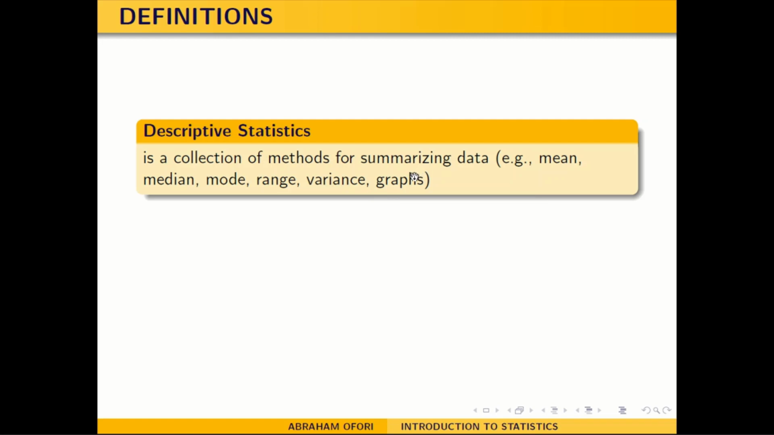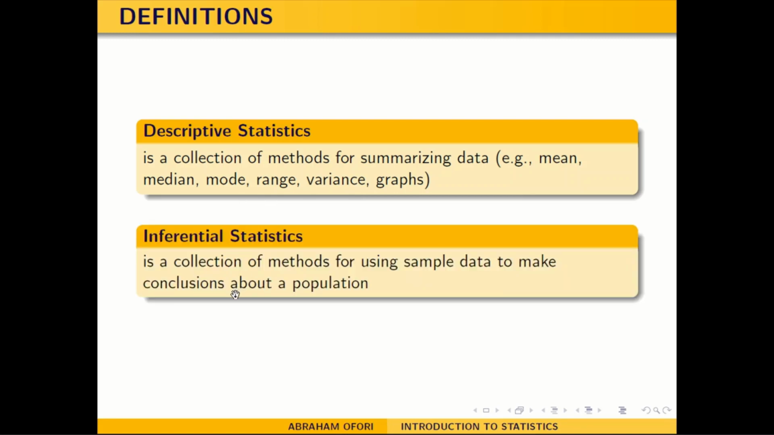Any method that describes or summarizes the data by using either mean, quartile, interquartile range, and the rest, they are what we call descriptive statistics. That is, at that point, you are doing descriptive statistics. You are just describing the data that you have.